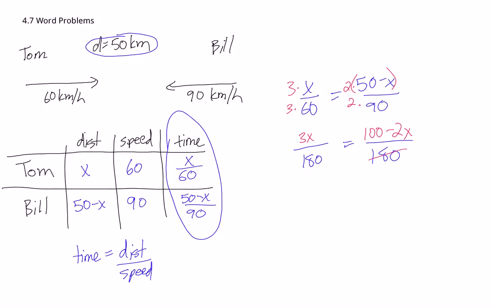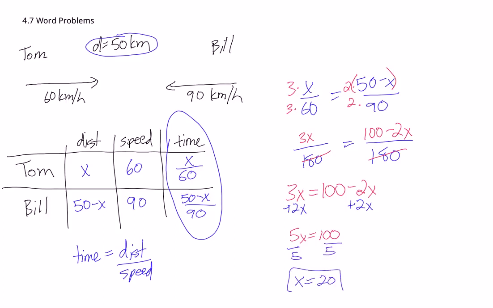So just like we did before, we don't need to worry about the bottoms, so we just solve our top. So 3x equals 100 minus 2x. To solve this equation, we would add 2x to both sides. So that gives us 5x equals 100. So the last step is divide by 5. So our final answer is x equals 20.